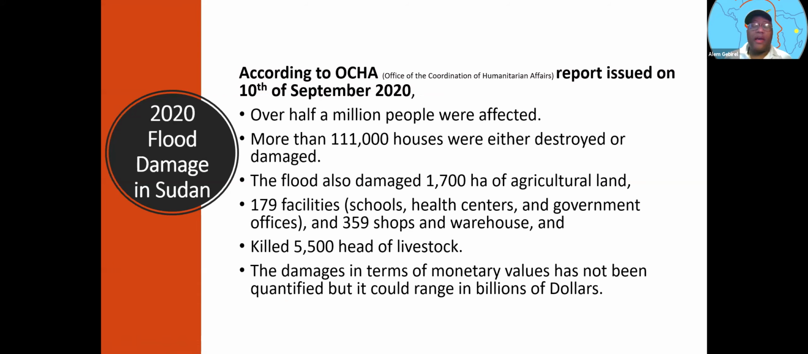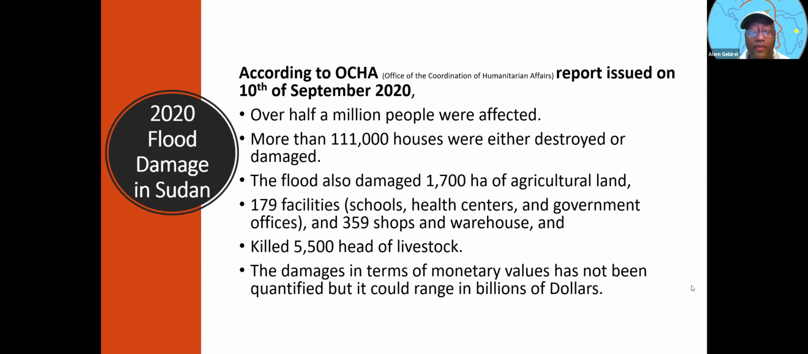In 2020, like all of you know, there was a big load of rain in the Ethiopian highlands and generally in the equatorial area in Africa, the tributaries of the White Nile and the Blue Nile basins. That really created a lot of runoff in the basin and got flooded. According to the report by the Office for the Coordination of Humanitarian Affairs, issued on September 10th, over 500,000 people were affected.